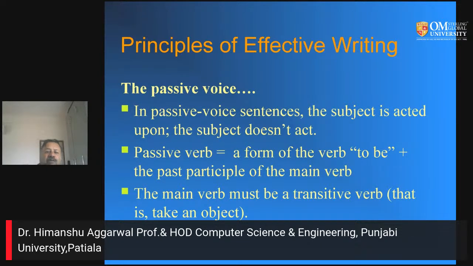In passive voice sentences the subject is acted upon and the subject does not act. The subject is something on which some action is taken. So it becomes a passive verb. Passive verb is a form of verb to be plus the past participle of the main verb. The main verb must be a transitive verb, that is, it must take an object.